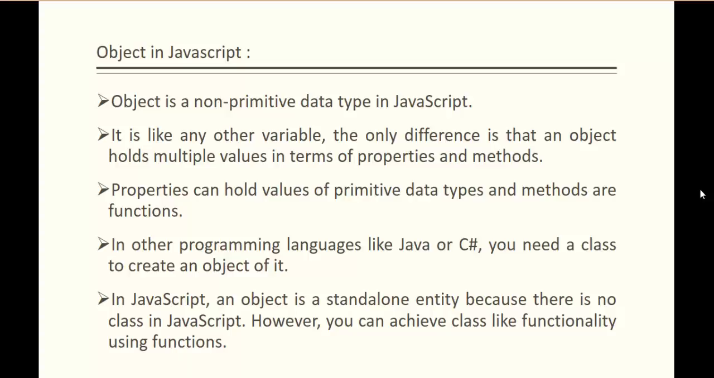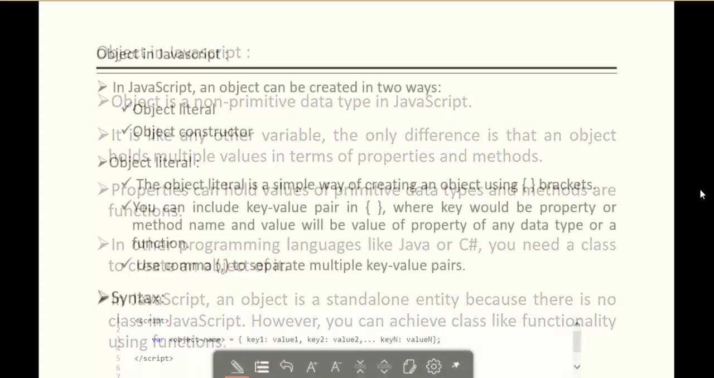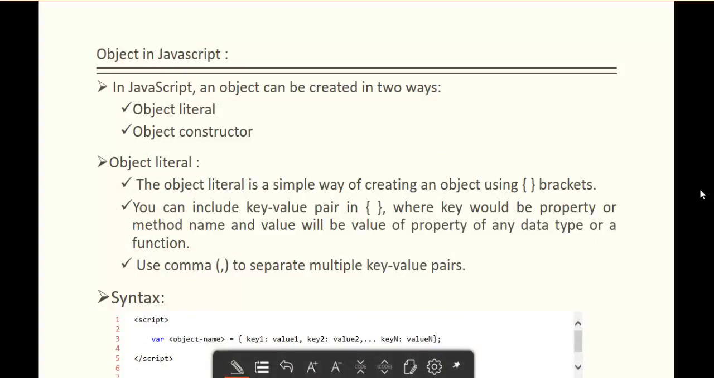In other programming languages like Java or C Sharp, you need a class to create an object of it. In JavaScript, an object is a standalone entity because there is no concept of class in JavaScript, but you can achieve the class functionality with the help of functions. This is what we have about the object in JavaScript. In the next slide, we are going to learn how to create an object.